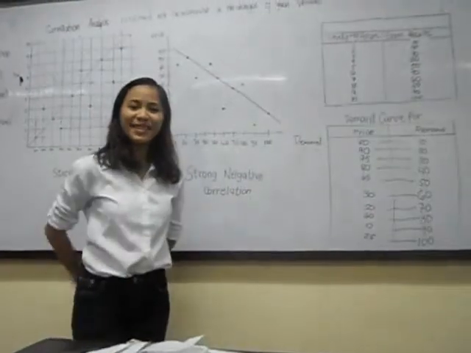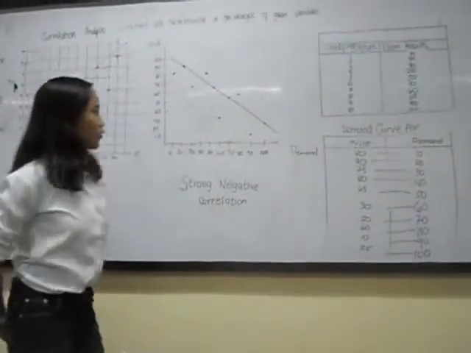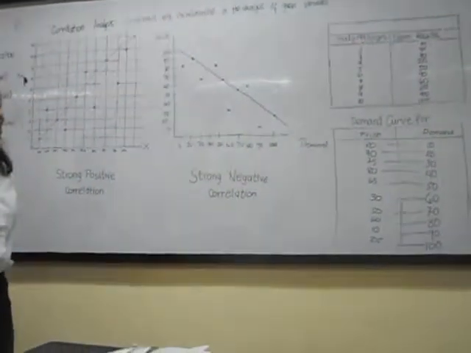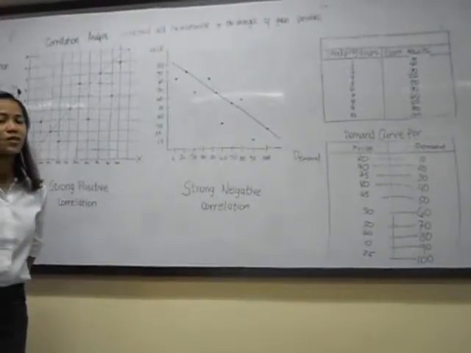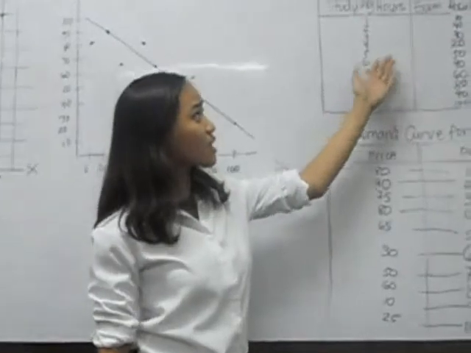Good afternoon, I'm Jilyn Combalicer. My topic is about strong positive and negative correlation. My example for positive correlation is the students' study hours and their exam results. For 1 hour, the students get 10.